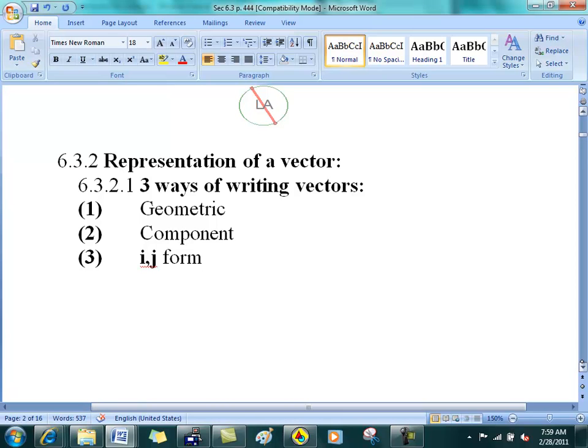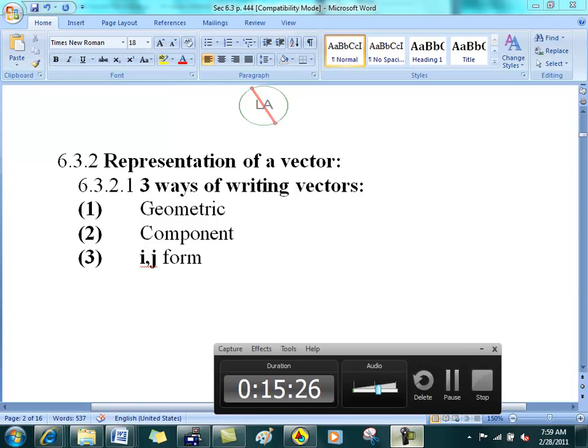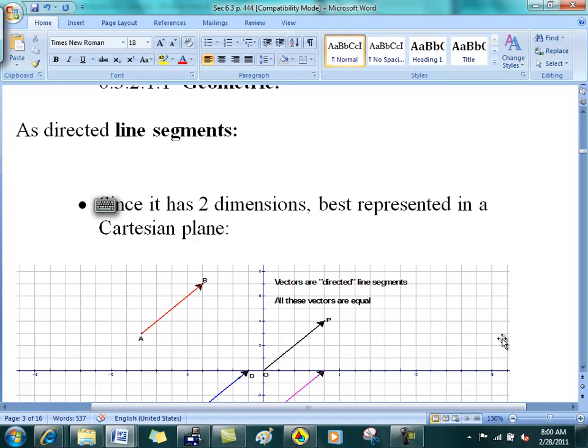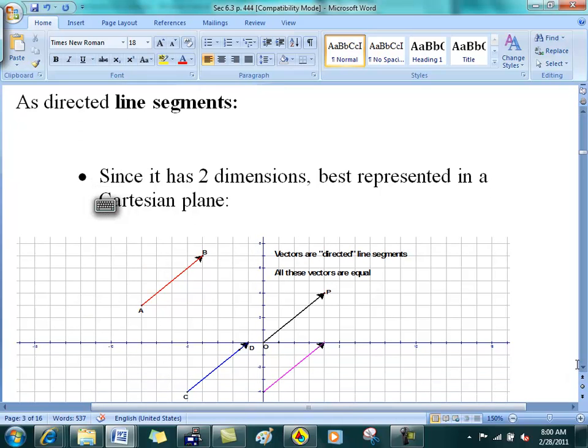So there are three different ways. Can you write that down and let's go through each one of them: geometric, component, and what's called the ij form. As you can see, there are several arrows there, and they're not just lines, they have an arrow on them. So that arrow is very significant. It has a meaning to it.